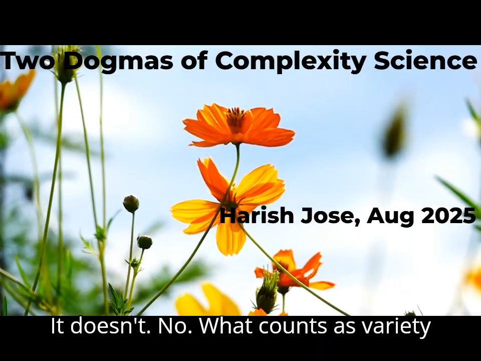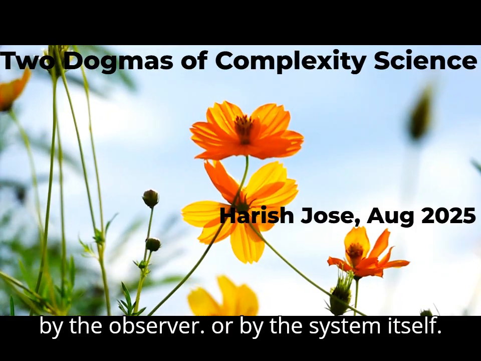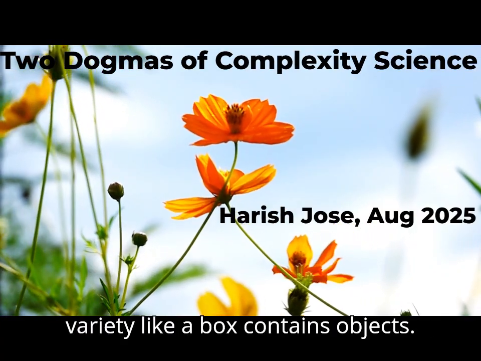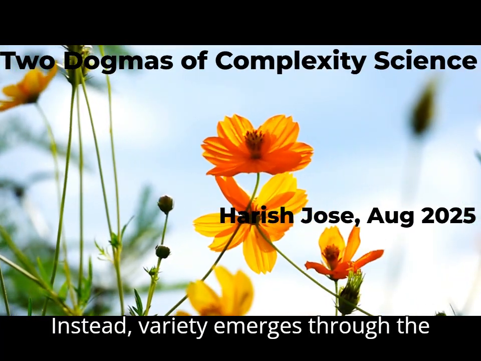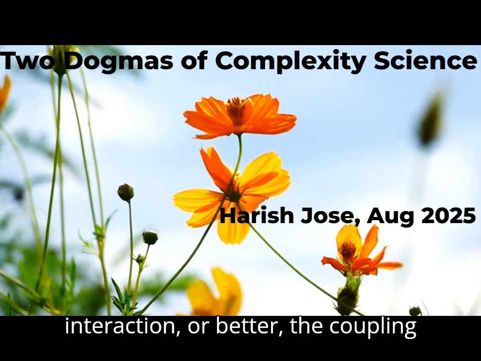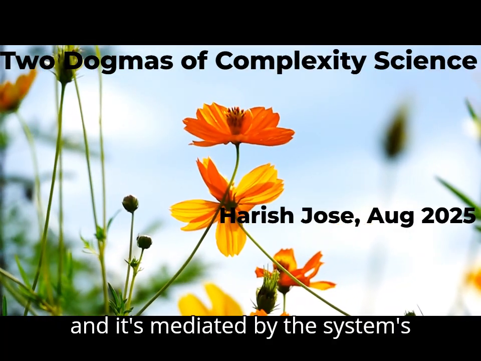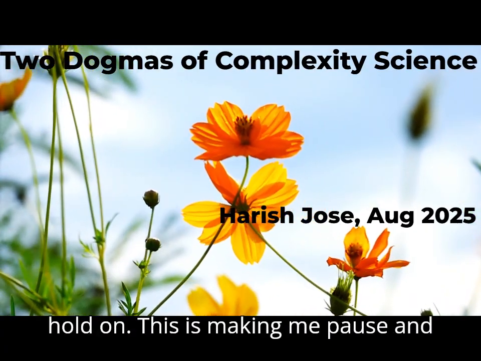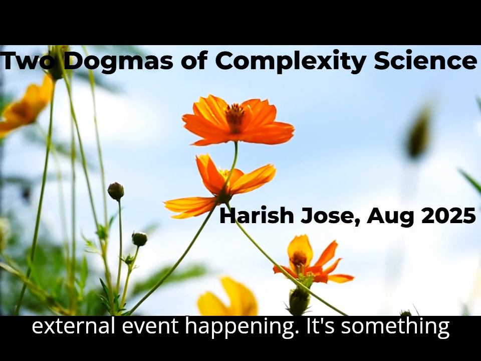It doesn't. No. What counts as variety depends entirely on the distinctions made by the observer or by the system itself. Yes. The environment doesn't contain variety like a box contains objects. Instead, variety emerges through the interaction, or better, the coupling between the system and its environment. And it's mediated by the system's capacity for making distinctions. Okay, hold on. This is making me pause and think. So a stimulus isn't just an external event happening.